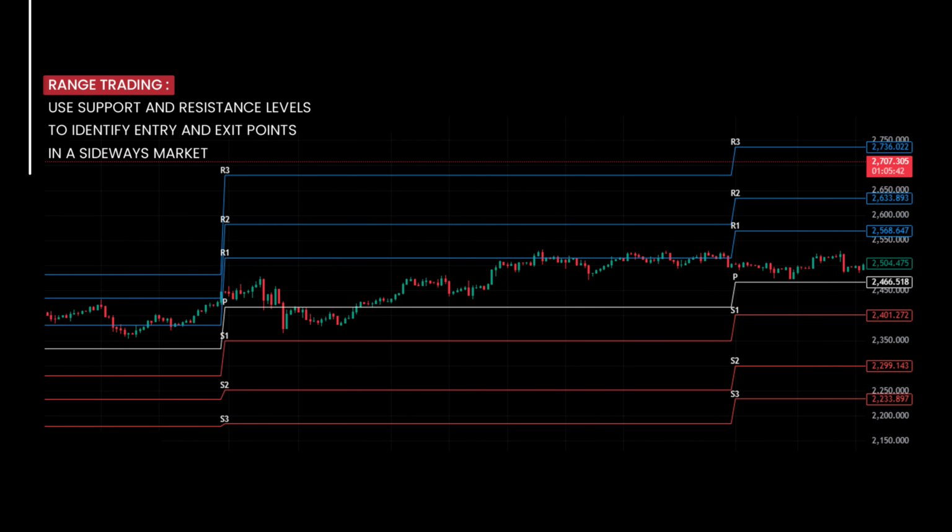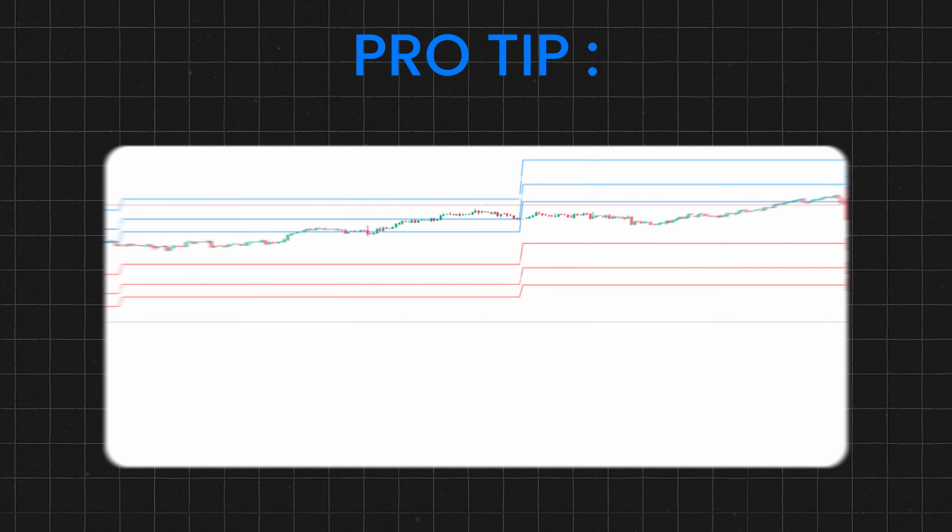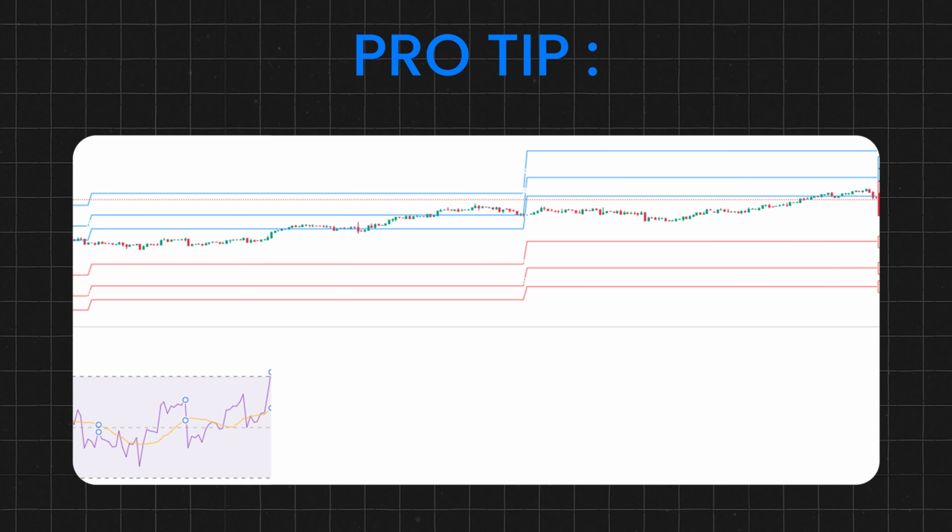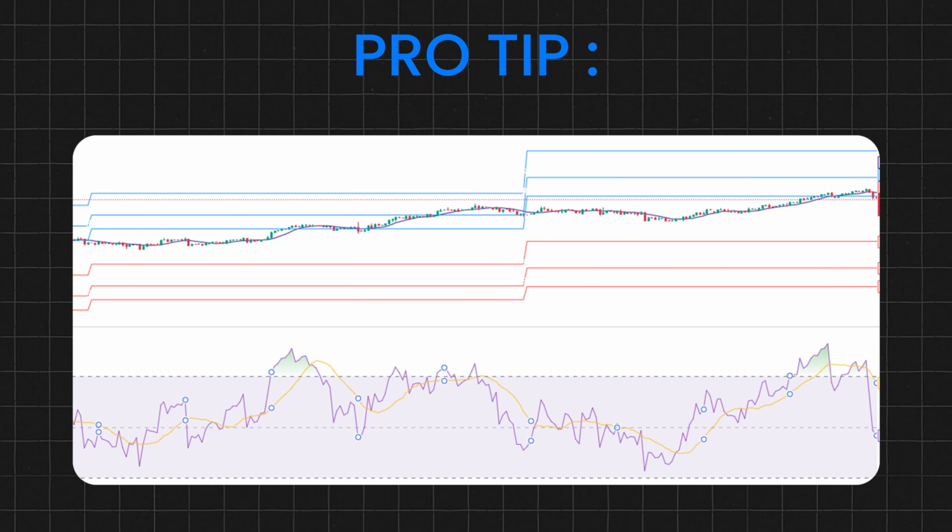Range trading. Use support and resistance levels to identify entry and exit points in a sideways market. Pro tip: combine pivot points with indicators like RSI or moving averages for better confirmation.